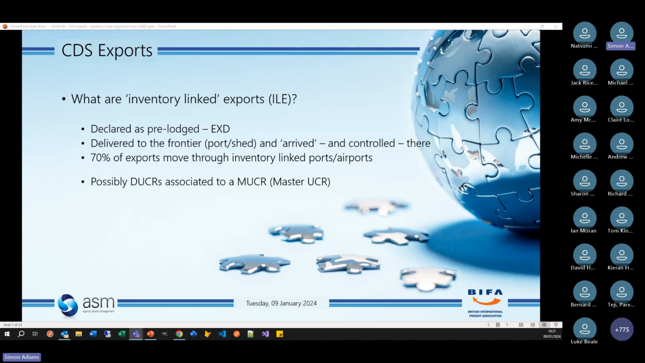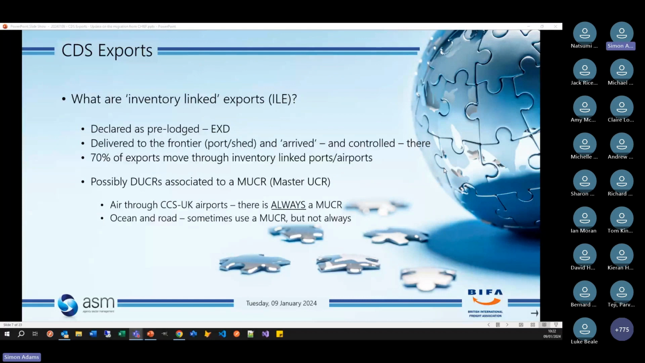They possibly have duckers associated to a mucker. That isn't the only way to tell if an export is inventory linked. Some inventory linked exports haven't got a mucker, so they're just working at ducker level. So if it's an air export through CCS UK, then there's always a mucker. Even if there's just a shipment, a direct shipment, one declaration, it's always associated to a mucker. Ocean and road, not quite the same. Sometimes they use a mucker, but not always.